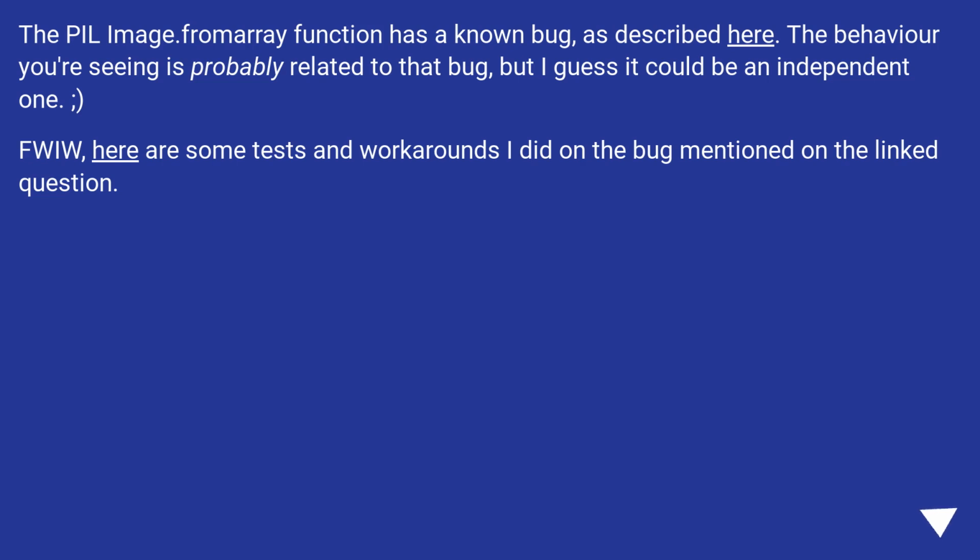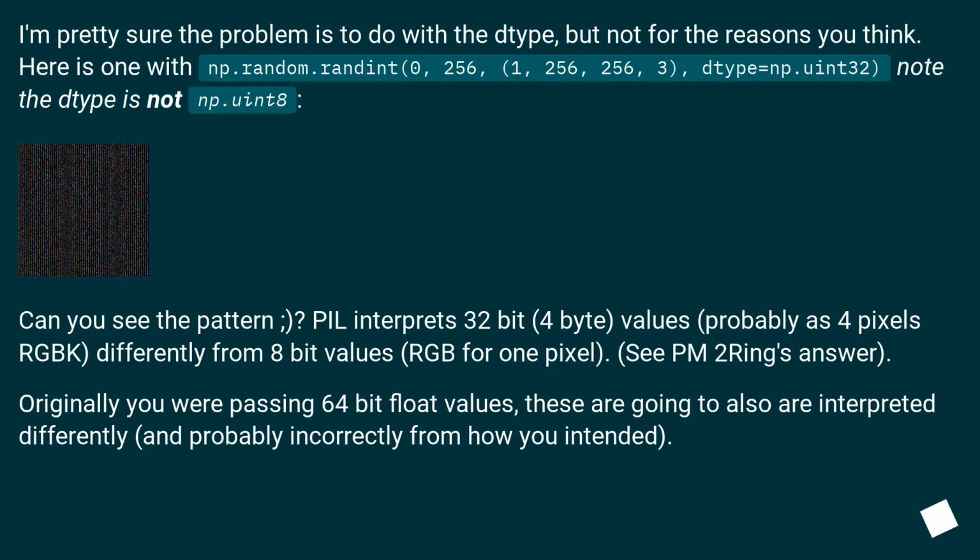The PIL Image.fromarray function has a known bug, as described here. The behavior you're seeing is probably related to that bug, but I guess it could be an independent one. Here are some tests and workarounds I did on the bug mentioned on the linked question. I'm pretty sure the problem is to do with the dtype, but not for the reasons you think.